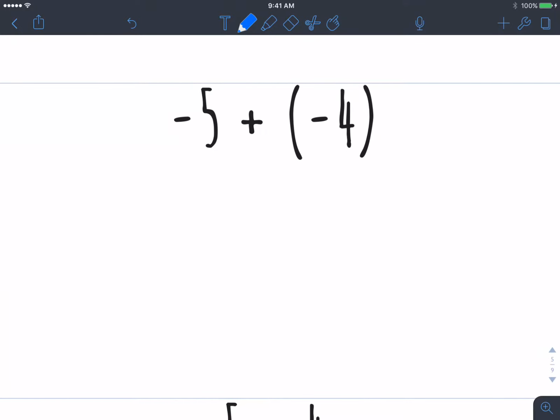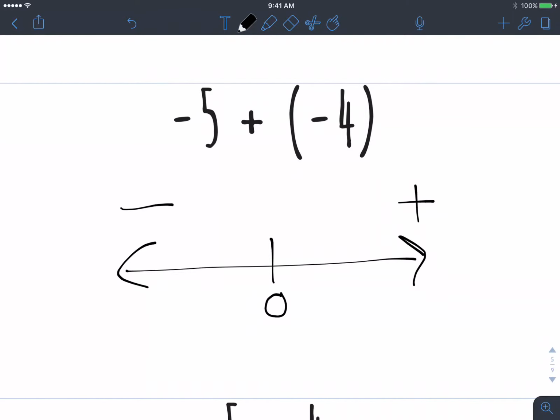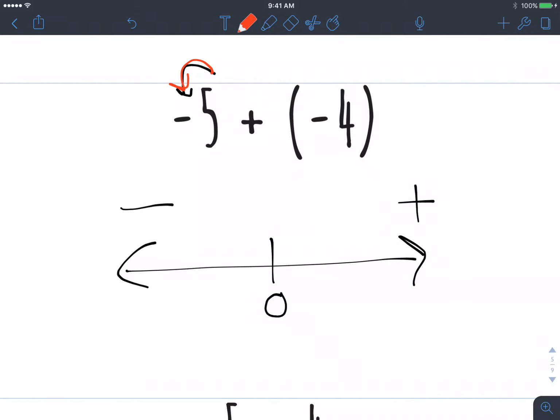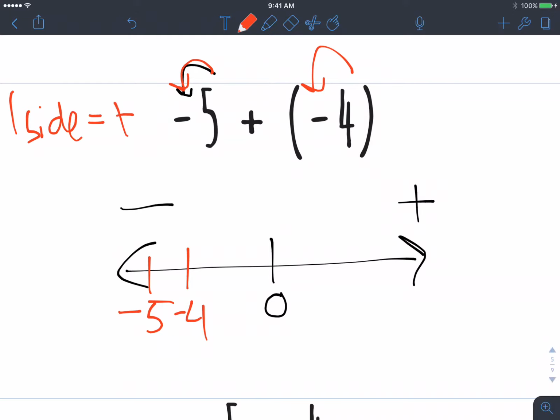Okay, here's another one. Draw my line. I have my 0, I have my positives, and I have my negatives. Looking to the future, I have a negative 5, and a negative 4. They're all on one side, so I'm going to add them. 5 plus 4 is 9. They're all on the negative side, so it's going to end up being negative 9.